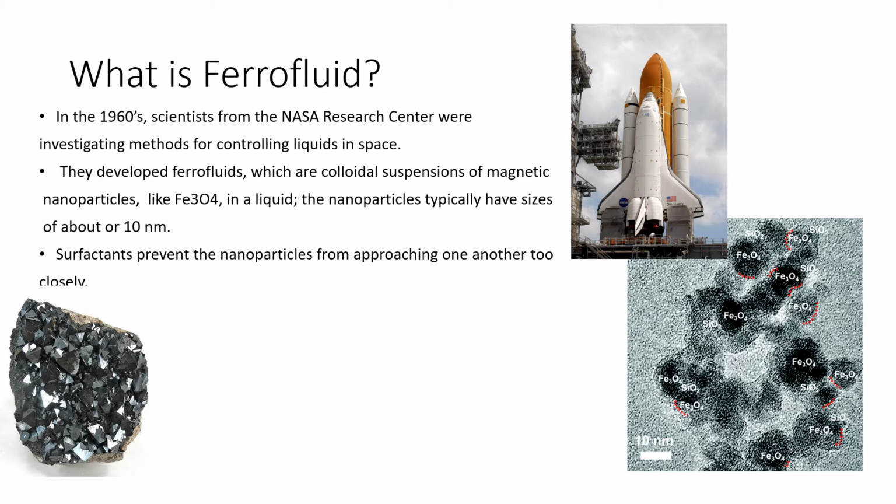The particles must remain small and separated from one another in order to remain suspended in the liquid medium. Magnetic and van der Waals interactions need to be overcome in order to prevent the particles from agglomerating into larger particles. Thermal motion of magnetite particles smaller than 100 nanometers in size is sufficient to prevent agglomeration due to magnetic interactions. Surfactants prevent the nanoparticles from approaching each other too closely.